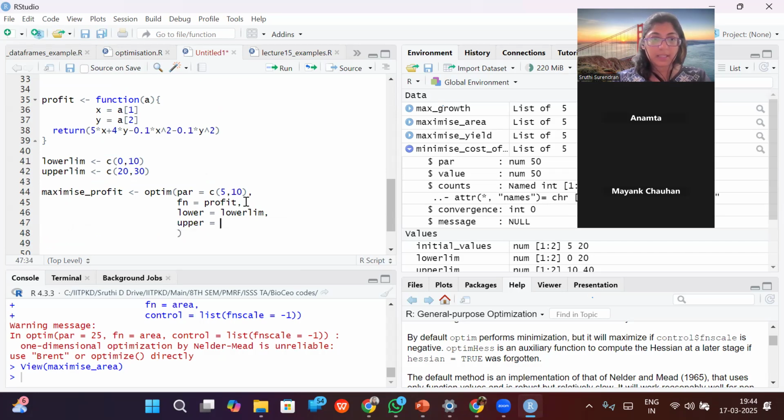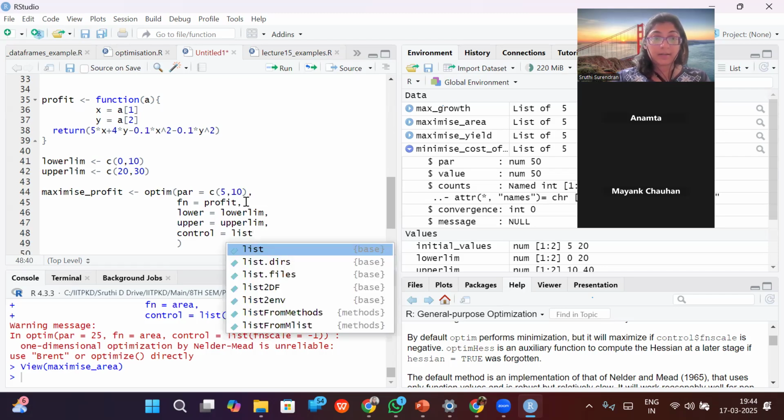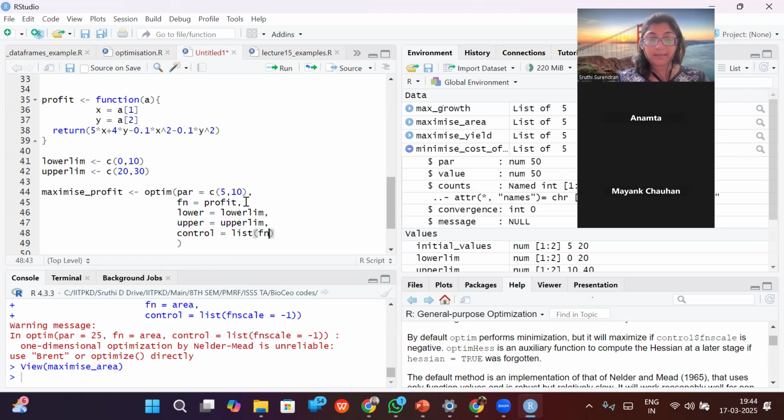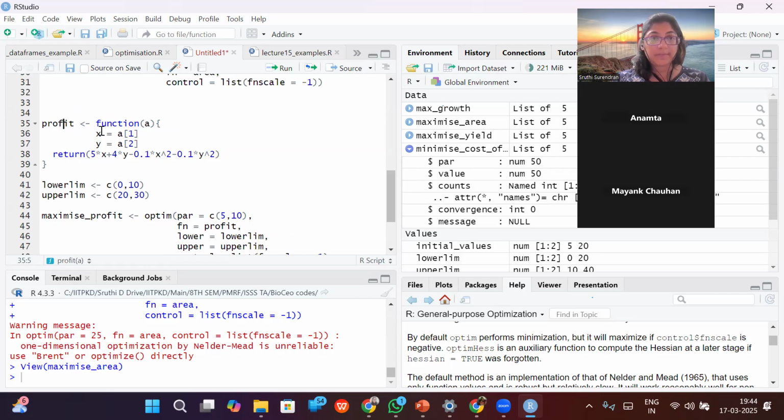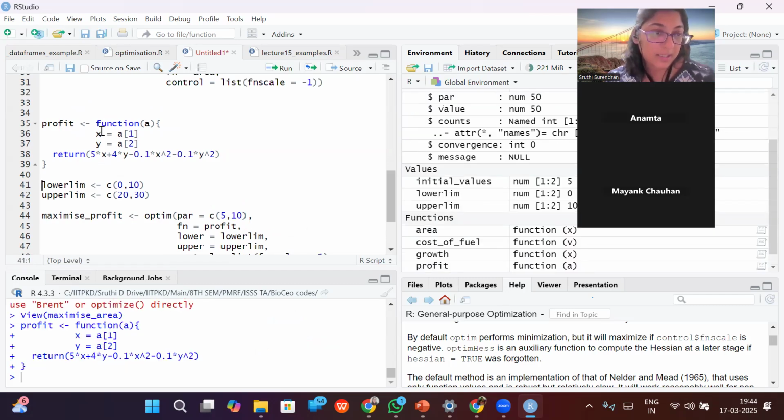Upper is equal to upper limit. Now control is equal to a list with fn scale, the function scale equal to -1. Now let's run this code. We ran the function, there is no error.